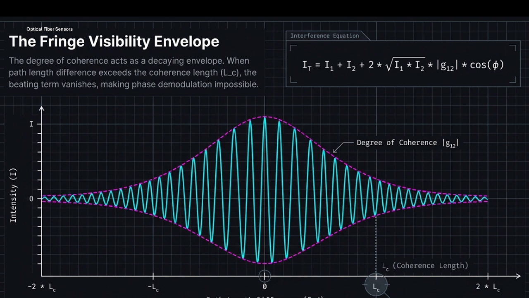Then fringe visibility envelope. This is like a packet we discussed already, where the path length difference and the intensity are mapped, the spectra is plotted like this. Then degree of coherence G12 we have discussed. Then coherence length also, where this coherence length is quite high compared to this 2LC.